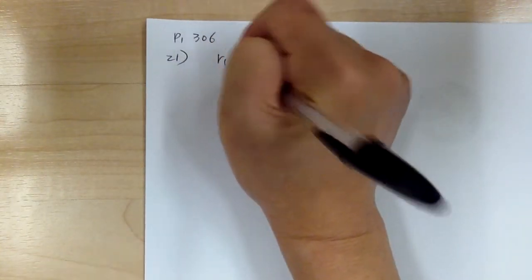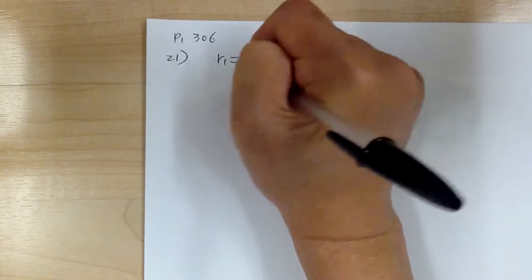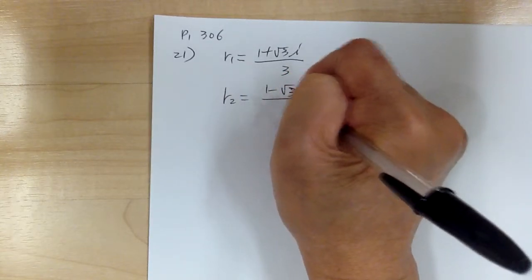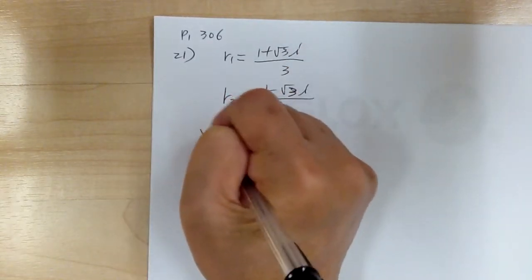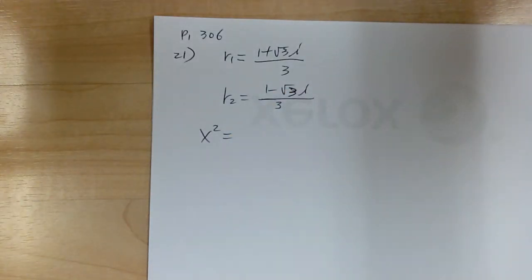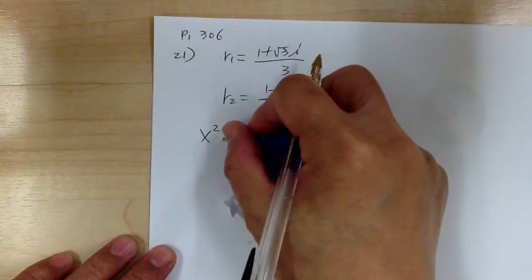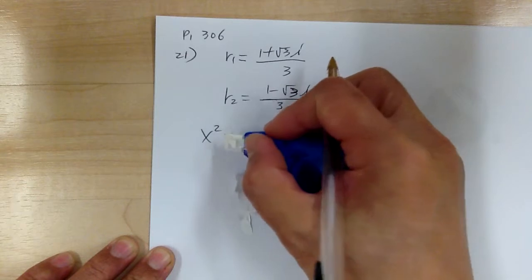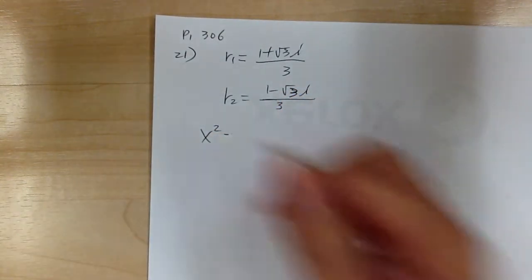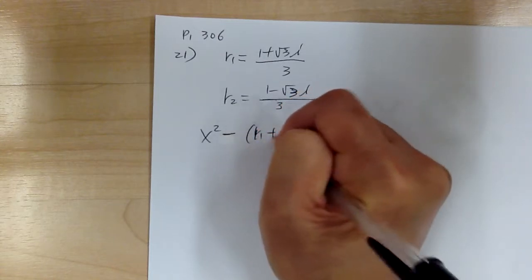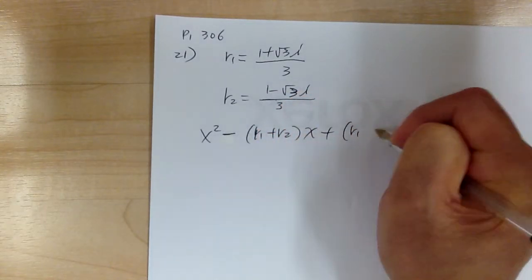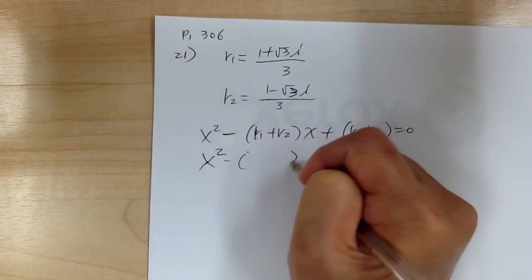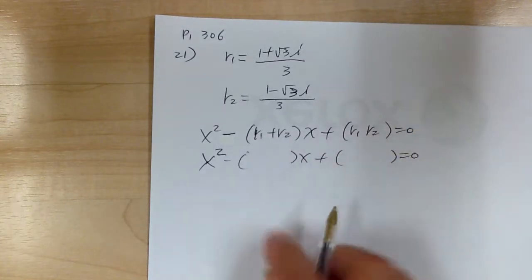So you got R1 equal to 1 plus square root of 3i over 3. R2 equal to 1 minus square root of 3i over 3. So again, your root equation. Then get your template ready. Okay, so you have to add.